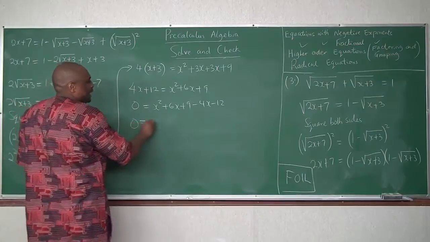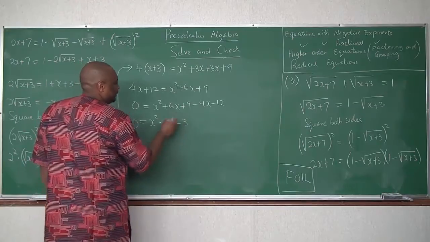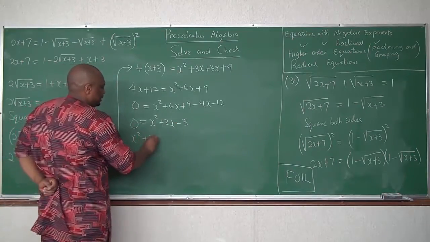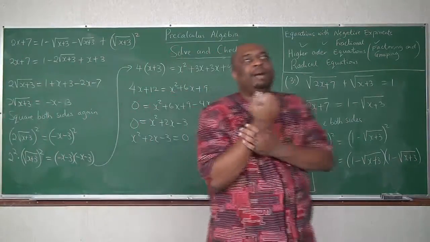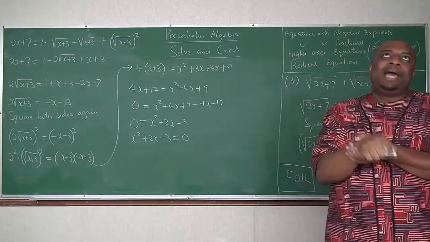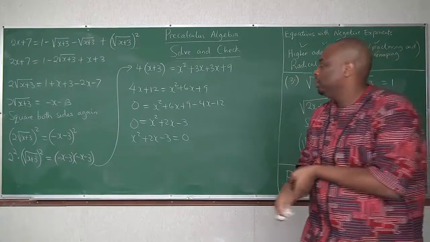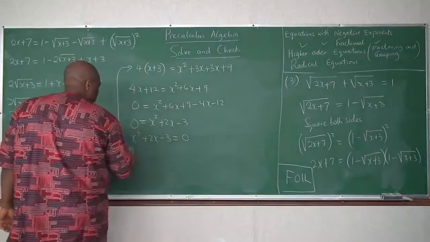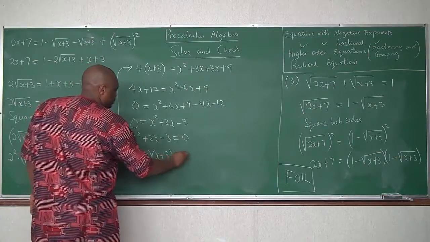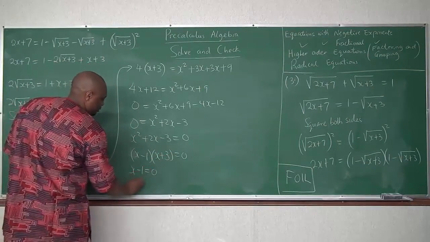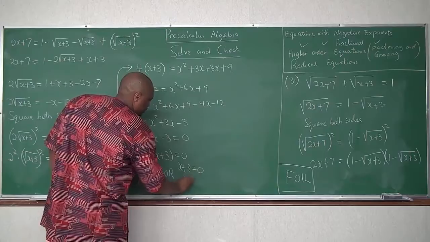So 0 is equal to x squared plus 6x minus 4x is plus 2x, plus 9 minus 12 is minus 3. Okay, so x squared plus 2x minus 3 is equal to 0. Okay, let's factor this. Minus 3 times x squared, minus 3x squared. 1 and minus 3 will not work. Negative 1 and 3 would work. Okay? x minus 1, x plus 3 is equal to 0. So x minus 1 is 0, x would be equal to 1. Or x plus 3 is equal to 0, x will be equal to negative 3.